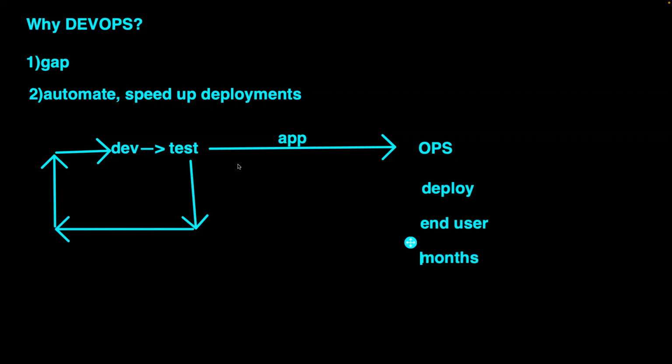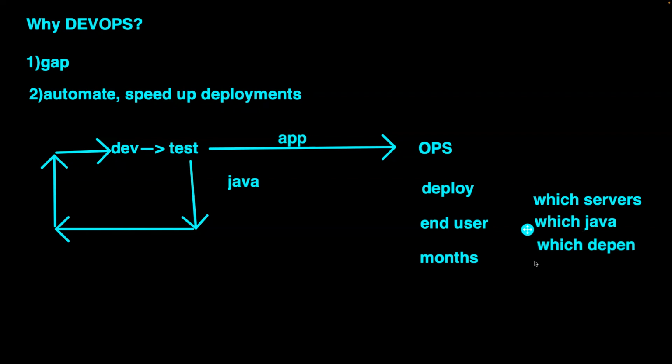Why some months? Let's take again the example of a Java application. The ops team should work out which servers they should deploy it on, which version of Java they should use, which version of other dependencies. There might be some other dependencies for your application. So which versions, compatibilities, the OS type. They should figure out all of these things and deploy this application, correct? Which takes some months, because whenever they hand over the application to ops teams, it's their responsibility to deploy it and see that the application is running.